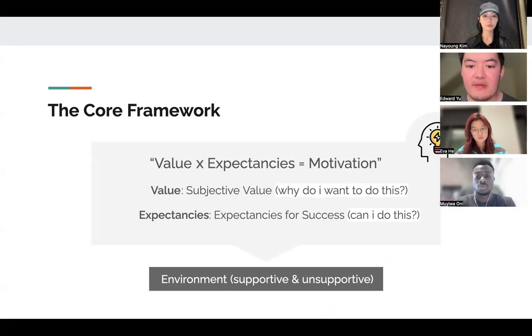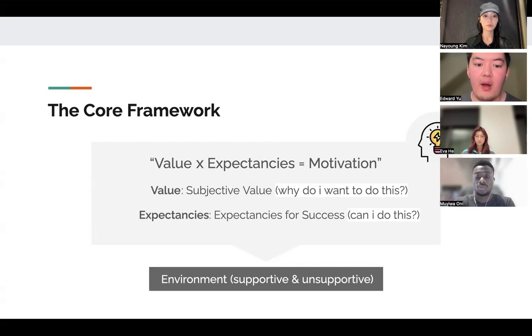The authors propose a very elegant framework, almost like a mathematical equation. Motivation equals value times expectancy. It works like multiplication. If either of these is zero, motivation is zero. First, there's subjective value. This asks the question, why do I want to do this? Is it important to me? Is it fun? Second, there's expectancies. This asks, am I capable of doing this? If I try hard enough, will I eventually succeed?